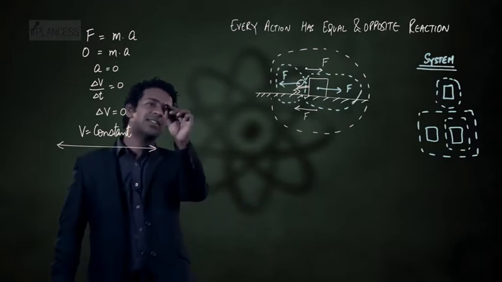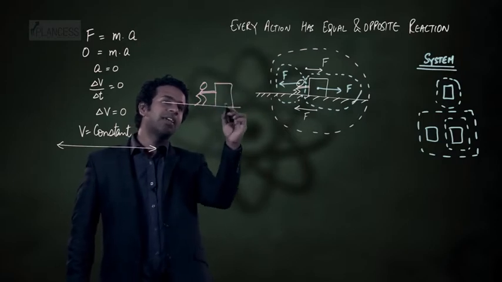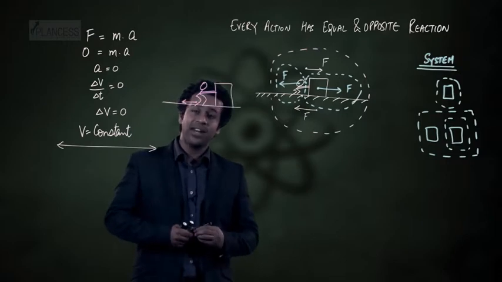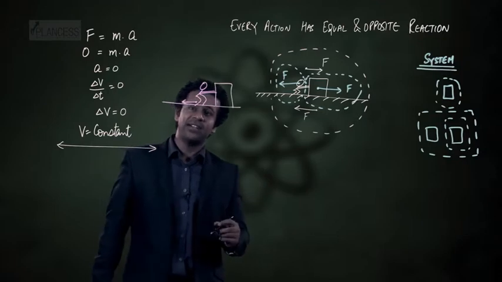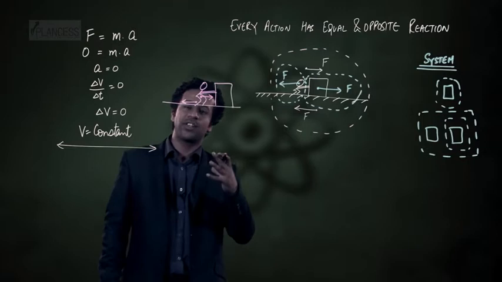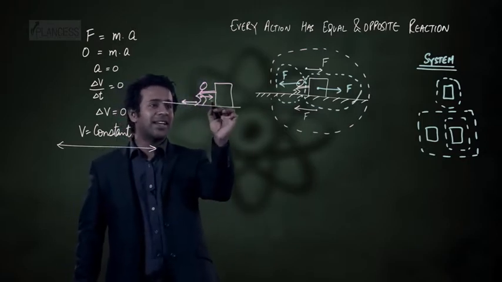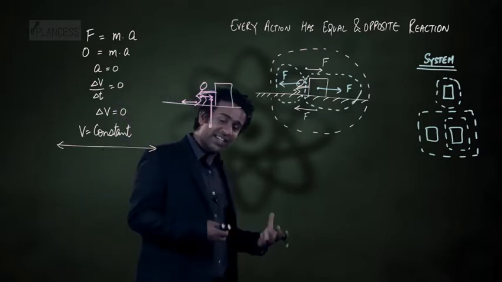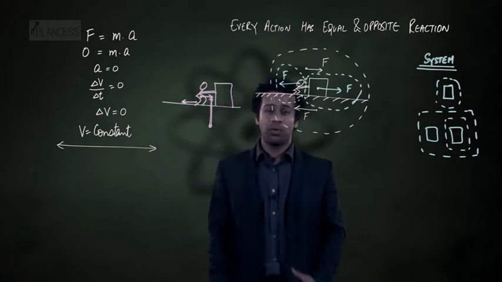The reason for that is that when this man pushes this block, he actually pushes the ground backward. So this man with his feet is trying to push the ground backward, and in return the ground applies an equal and opposite force on this man which acts in the forward direction. So it is this force that he extracts from the ground. This force which he is extracting from the ground is the force which is helping this man push this block.